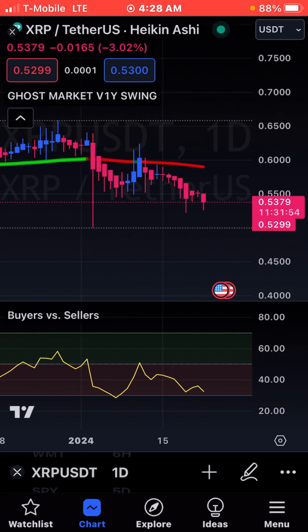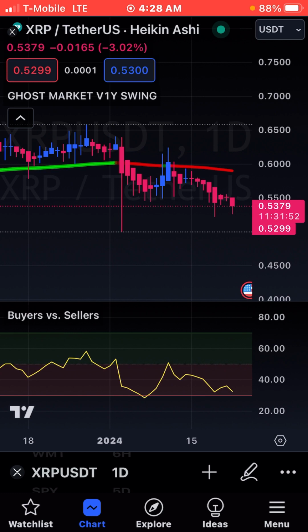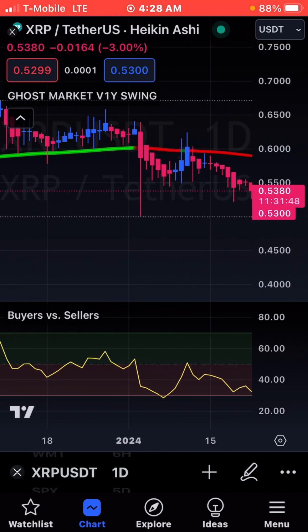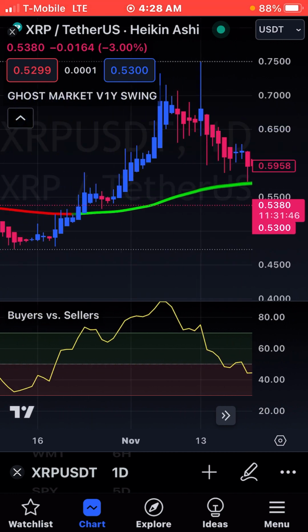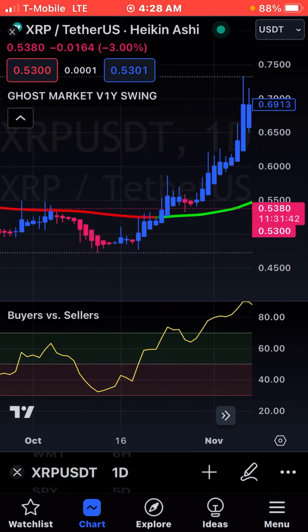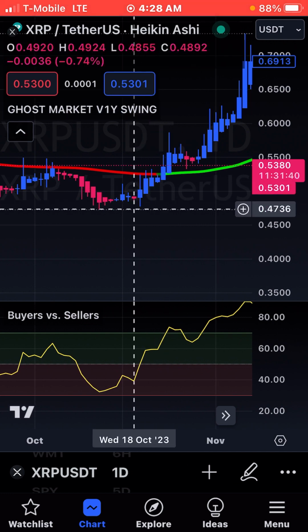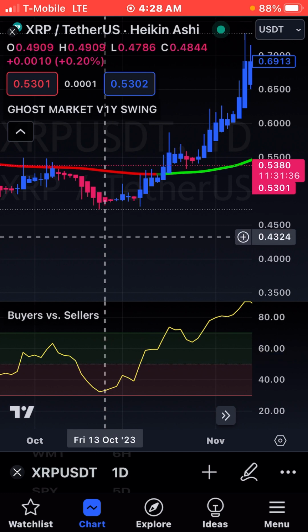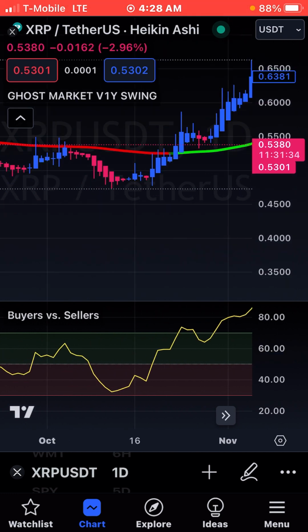And I don't do anything lower than the 1 hour with doing this strategy with crypto. But let's just do some examples real quick. Okay, so we see right here that the sellers are becoming buyers at this point, and you can ride that one up right there.